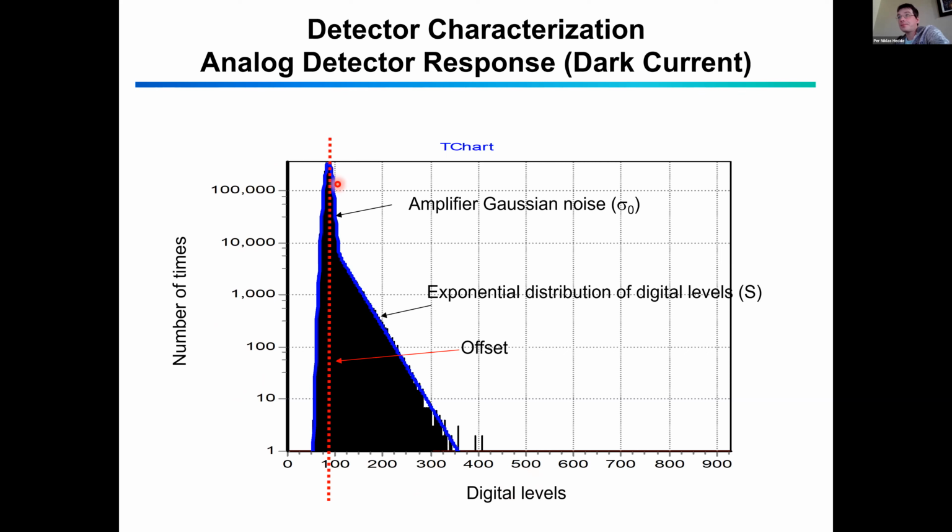You have an offset highlighted by this dotted vertical line. Then we have this kind of bell-shaped curve, which is the amplifier noise, in this case, Gaussian noise. And then we have this exponential distribution of the signal levels, which is this digital level to actual photon counts conversion factor. So what you do on your instrument is you record the dark current, and then you plug it into the program, and then you can have the program determine those three factors.